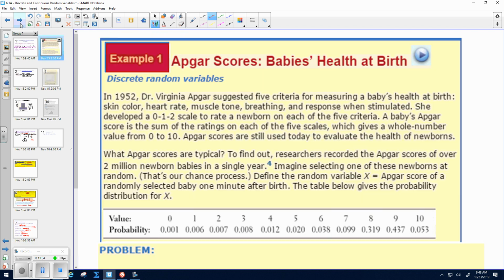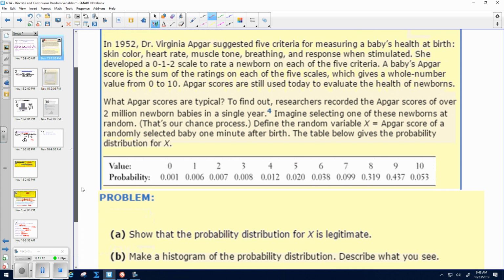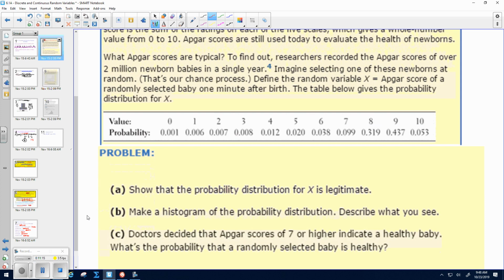Okay, so apparently when you're born, you get an APGAR score. And it tells you how healthy you are when you're born. So they have this table. They did 2 million newborn babies, and they found the percentage that got an APGAR score of 0 to 10. So define the random variable x, APGAR score of a randomly selected baby 1 minute after birth. The table below gives the probability distribution for x. So it is discrete because you get a score of 0 through 10. Show that the probability distribution is legit.